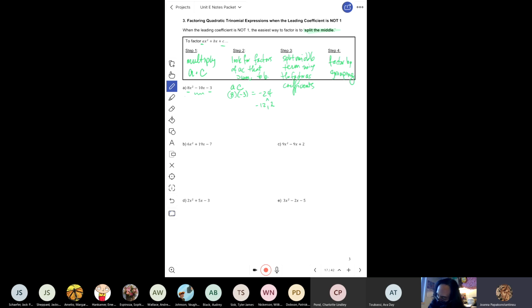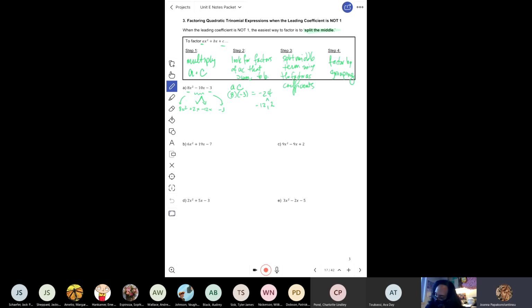So I'm going to bring the first term down. I'm not changing it. I'm going to bring the last term down. I'm not changing it, but I'm splitting this little negative 10x into two terms. I'm going to split it into plus 2x and minus 12x. Now, again, does it matter whether I had put the negative 12x first and the 2x second? No, it doesn't matter. If you don't believe me, try it.